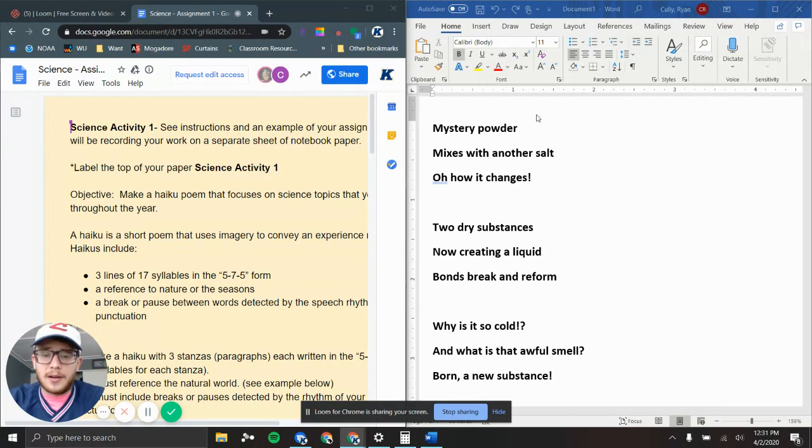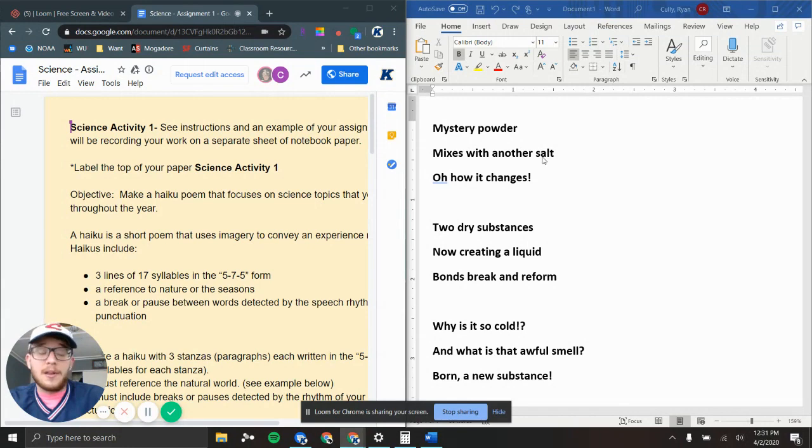You'll see here, I'll read the whole poem and break it down. "Mystery powder mixes with another salt." Those are the white substances. "Oh, how it changes," because we noticed a change. "Two dry substances, now creating a liquid." If you remember, it got wet. "Bonds break and reform." That's the molecular thing that's going on. "Why is it so cold? And what is that awful smell?"